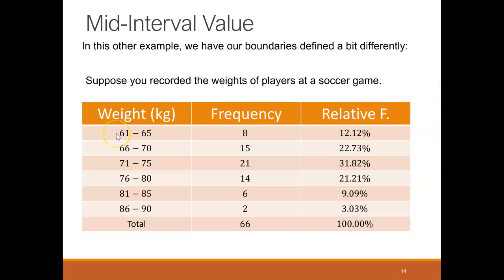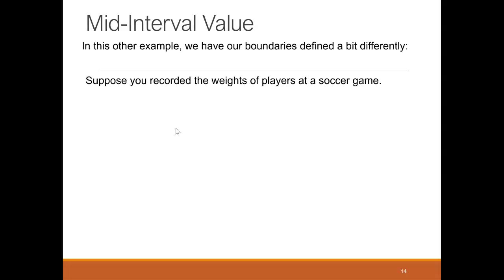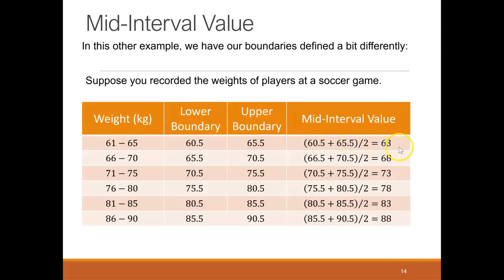So we have to be careful here because the lower boundary is what? It's not 61. This is continuous data because we're talking about weights. It's actually 60.5. And what's the upper boundary? 65.5. So if I take 65.5 and subtract 60.5 and then divide by 2, I get 63.